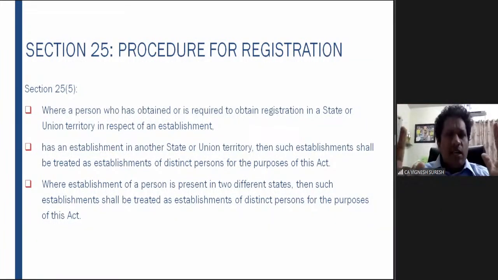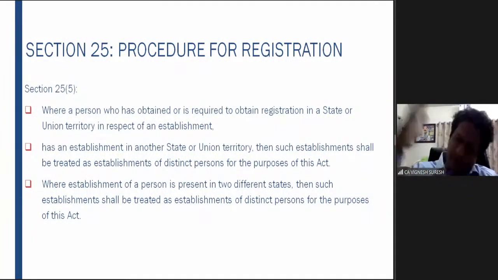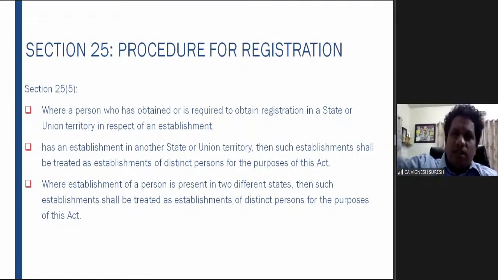So when I say distinct persons, it is somewhat like related persons only. Just assume it is related persons. If a company has a branch office in another state, this company and the office in another state, these both are related persons, or these both are distinct persons. It is as simple as that. So therefore, establishments of a distinct person.